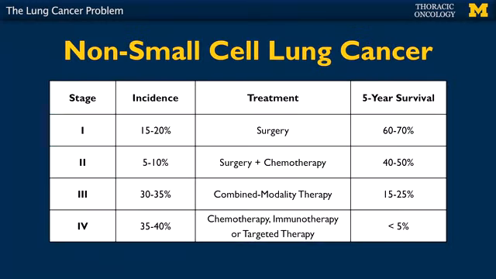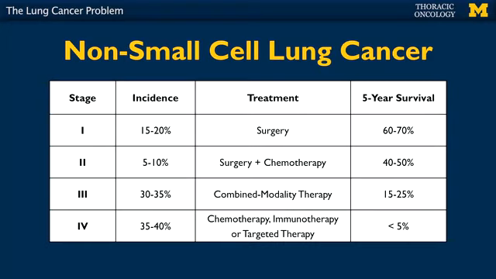This table presents the stages of lung cancer going down in rows, and across the rows we see the incidence, the general treatment scheme, and the 5-year survival rates. We see that for stage 1 non-small cell lung cancer, the survival, even with people who have stage 1 disease, is rather low at about 60 to 70%. For patients with stage 2 disease, the survival does drop down fairly significantly, so that even with this relatively early, potentially curative stage, only about 50% of people are cured.